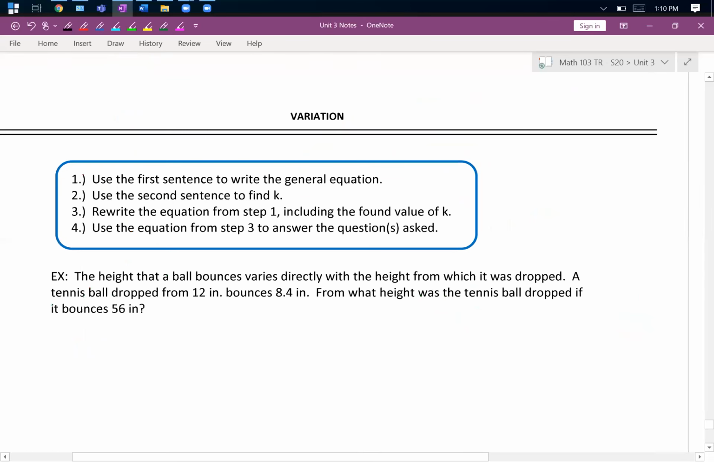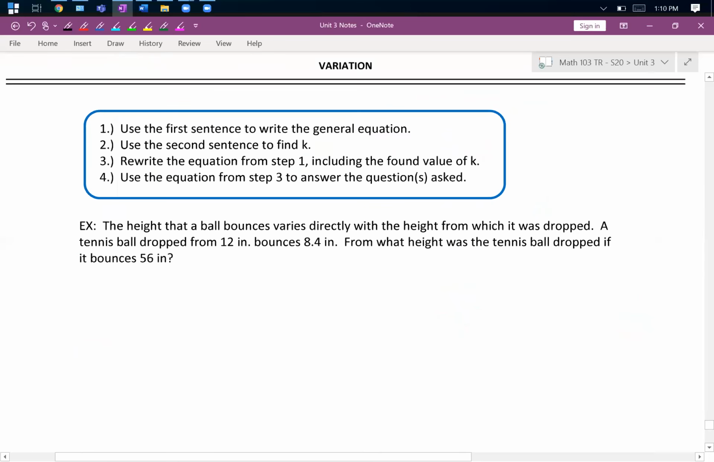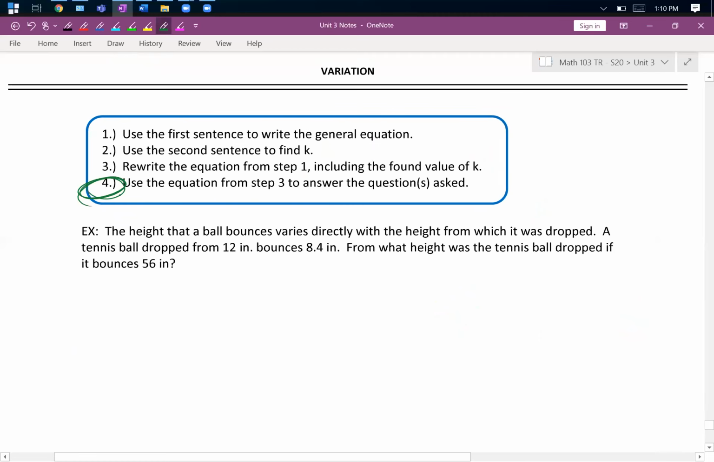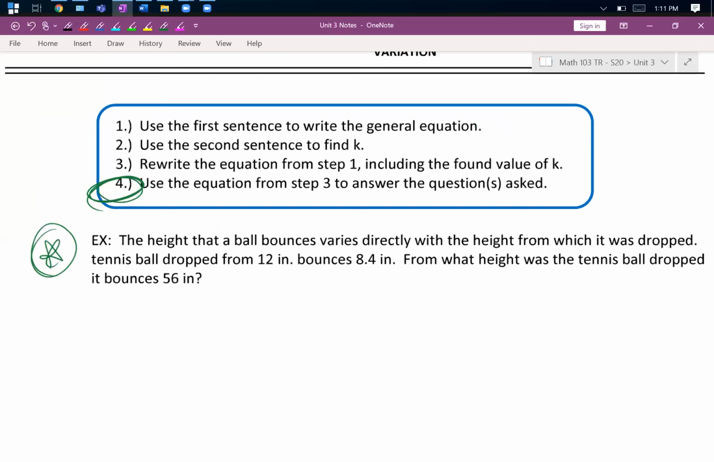So now we're going to build on it one more step. I just have a number 4 on it. We're going to do everything that we just did: write the general equation, plug in to find K, plug K into our general equation, and then use that equation that we come up with to answer an additional question. This is definitely what you're going to see on your exam next week. I wrote the exam last night, so you're definitely going to be seeing these application problems where you're putting it all together on the test.